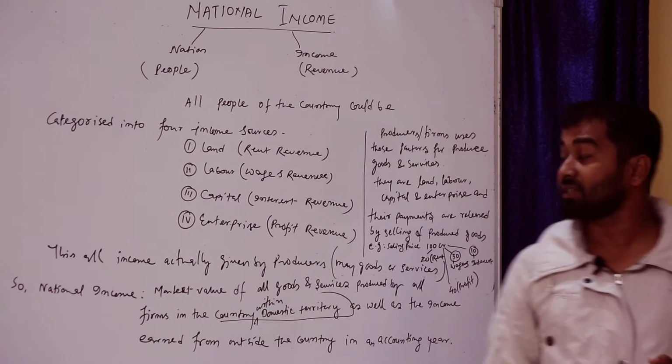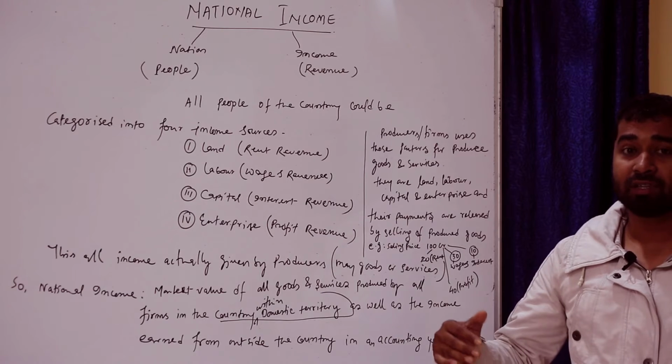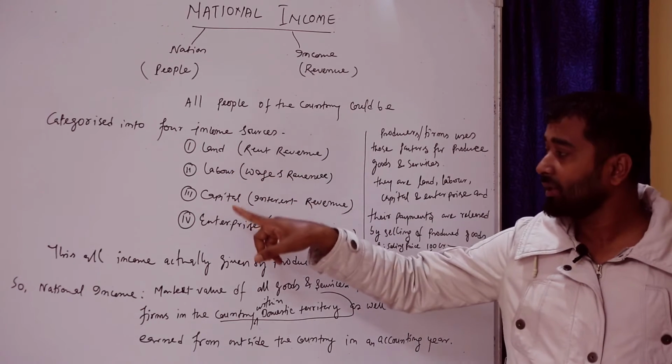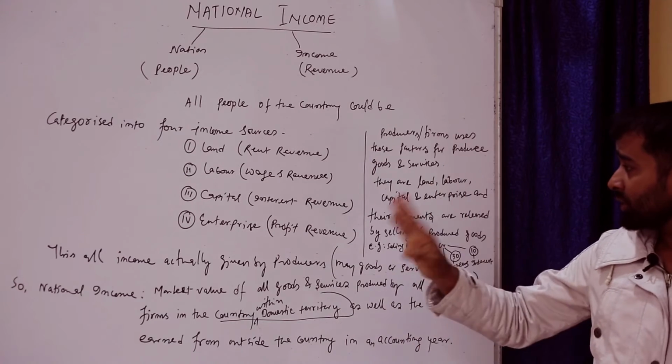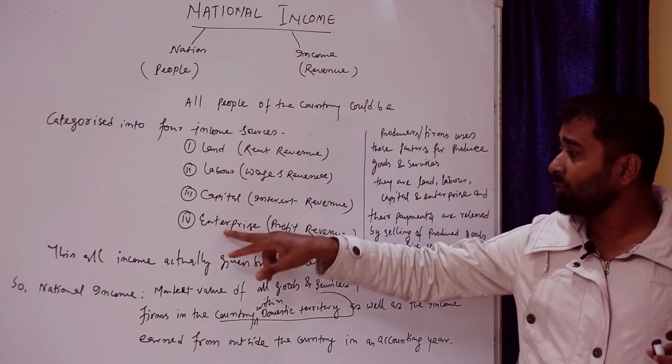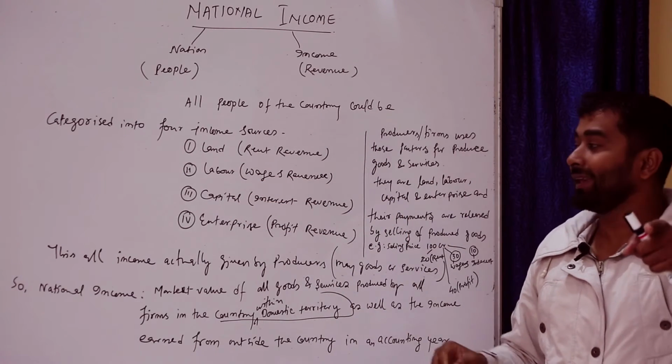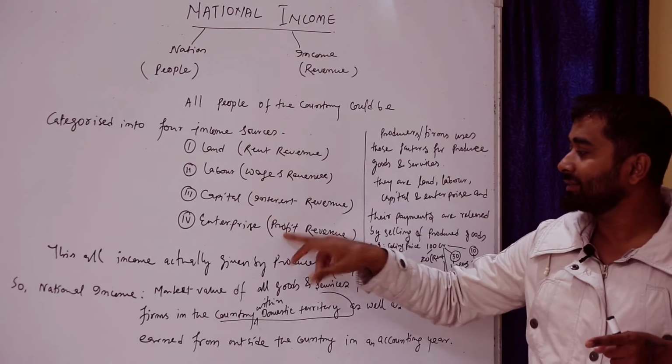Okay, now come here, the producer or firm uses those four factors of production to produce their goods and services. For the production of goods and services, they need land, labor, capital and enterprise. Those four things are the factors of production. By using those four factors of production, the producer pays rent, wages, interest and profit.